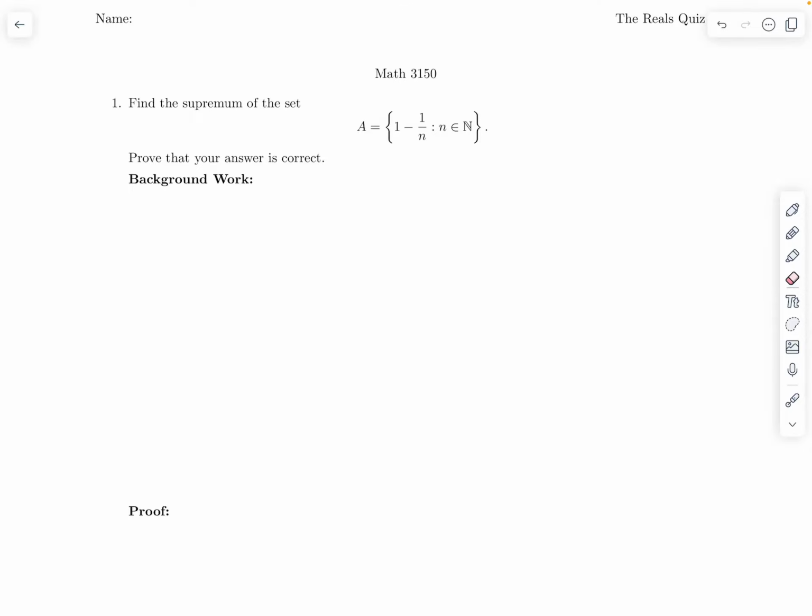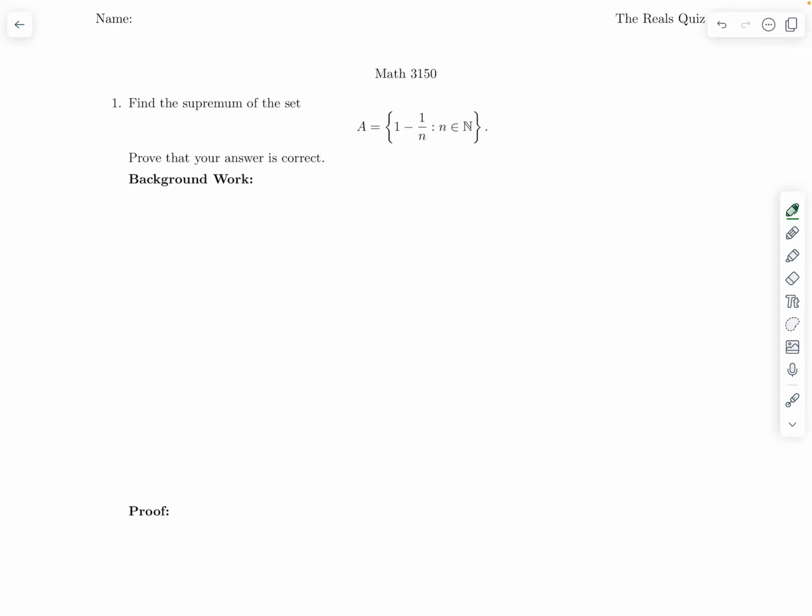Let's go ahead and talk through the solution to this problem. So we're given this set A, which is the set of numbers of the form 1 minus 1 over n, where n is a natural number. And what we want to try to do is figure out what the supremum of this set is.